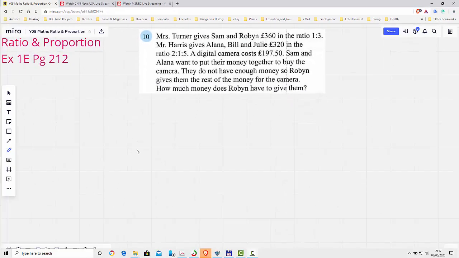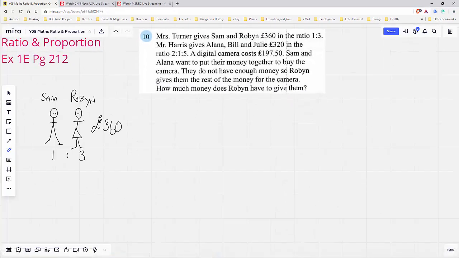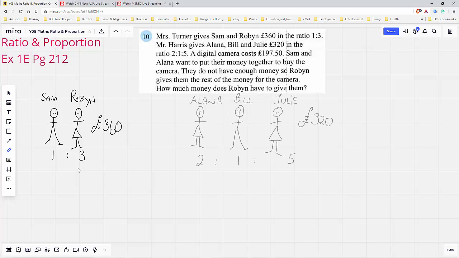So let's put Sam and Robin over here. There's Sam and Robin, and there's their £360 shared out in the ratio of 1 to 3. Now let's put over here Alana, Bill and Julie. And there we have Alana, Bill and Julie. Now let's work out what each of them is going to be able to get as part of their share of the cash being made available.